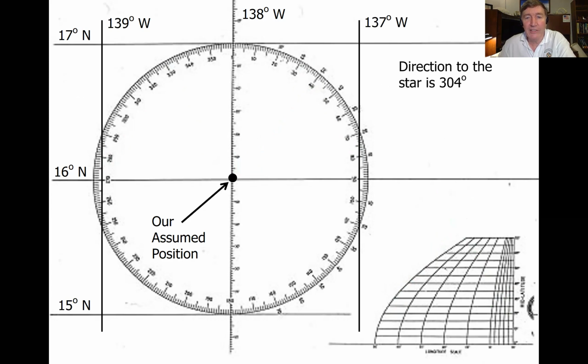The first thing we need to know is, when we used the calculator and everything, we calculated that the direction to the star would be a heading of 304. So if we start at our assumed position and draw a line in the direction of 304, it looks like this. This shows us what direction we would want to go if we wanted to sail directly toward the GP of the star that we just measured.